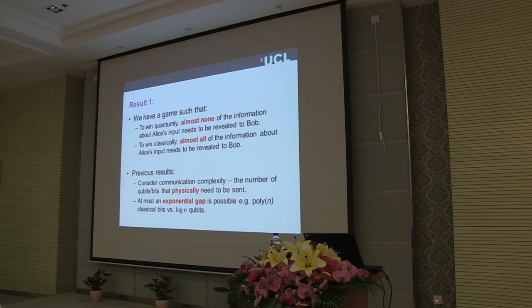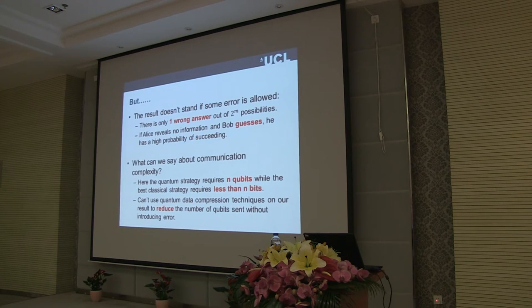So we have seen a game which can be won quantumly with almost no information revealed, whereas classically almost all the information has to be revealed. Previous results were more about information, but most of them were about communication, and they had shown exponential gaps, polynomial in n versus log of n, however with two-sided error. In our setting, we are working with no error. And in fact, in the two-sided error setting, one can show that this is the largest gap that's possible in any case: a polynomial versus one.